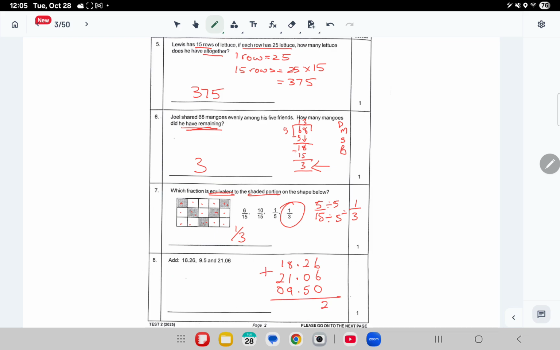6 add 6 is 12. 5 add 2 is 7, add 1 is 8. You bring down the point, you just drop the point. 9 add 1 is 10, add 8 is 18. 2 add 1 is 3, add 1 is 4. So we got 48.82.